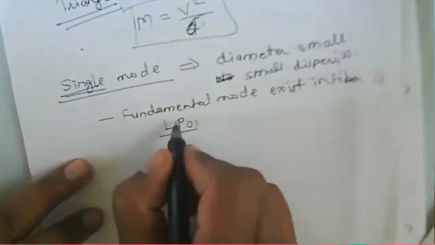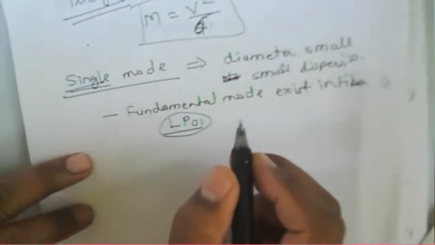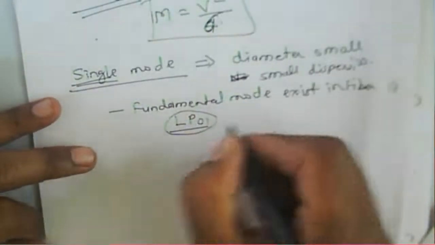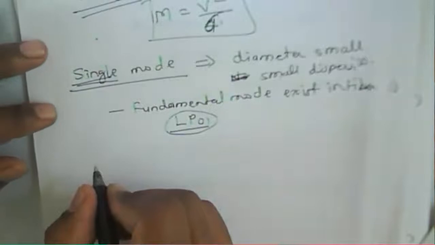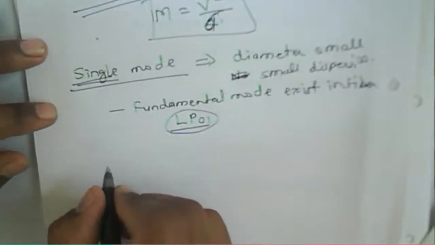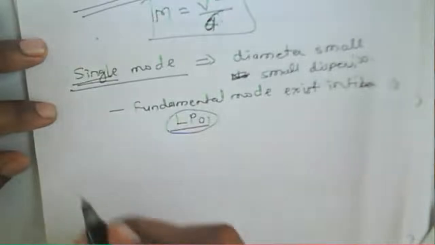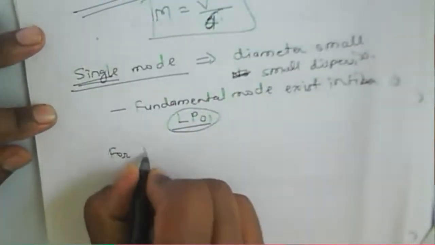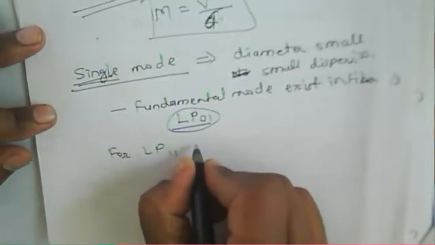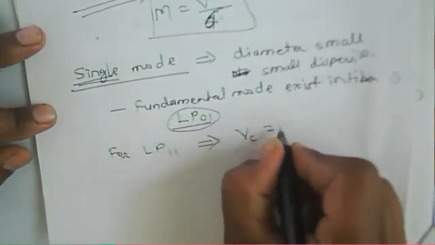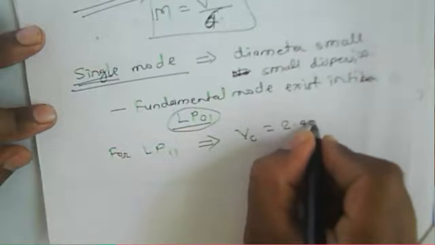So for a given particular fiber, we can relate with respect to LP01 or LP11, likewise. So in the case of LP11, how many modes are possible? For LP11, in that case, Vc is equal to 2.405.